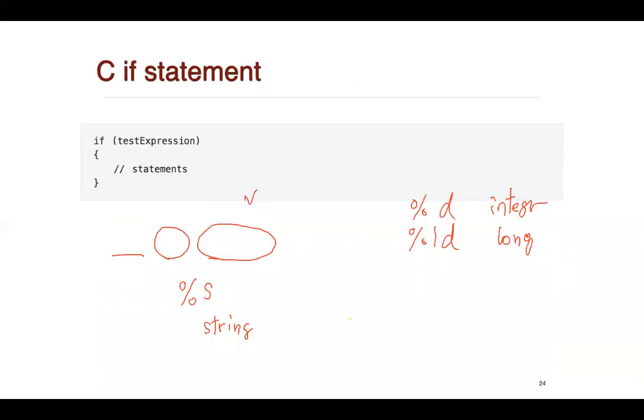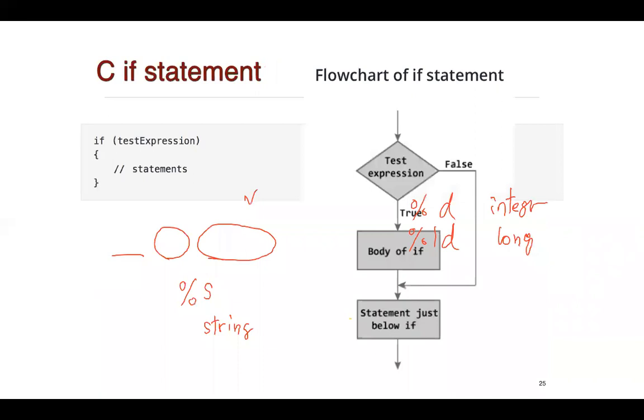Okay, so first of all, I want to introduce you to the if statement. The if-then statement will be like this, right? If and then the test expression, that would be a relational expression, and then you put the body inside the braces, and this one will be the flowchart of the if statement. You can use a diamond sign in order to check the test expression.